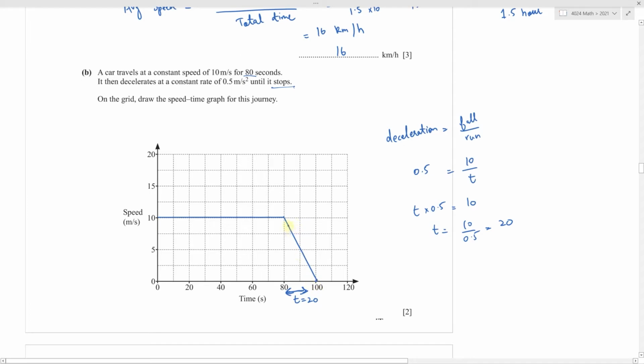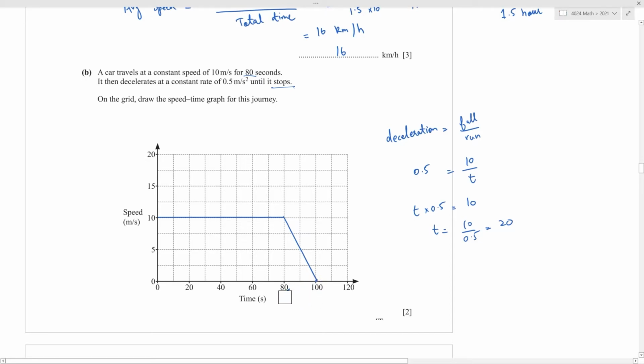So it started decelerating at a constant rate, so your gradient is constant for this line. It started decelerating at 0.5 meter per second square until it stopped here. So using the deceleration, you calculated what this duration will be. This came out to be 20, and 80 plus 20 is 100, which gave you this point here.